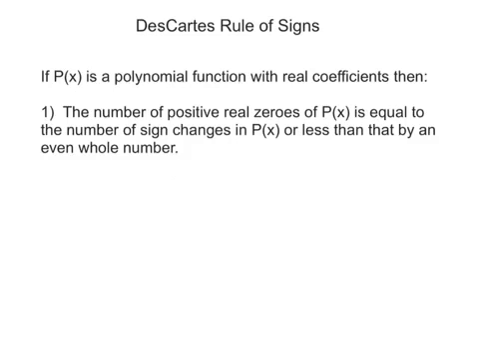So you're going to count the sign changes. You're going to count how many times in the polynomial we switch from a positive term to a negative term, or a negative term to a positive term. And in p of x, the number of those sign changes, that's how many positive real zeros you're going to have, or it's going to be less than that by an even whole number. So if you count 3 sign changes, then you're going to have 3 or 1 positive roots, real zeros. If you count 2 sign changes, then you're going to have 2 or 0 positive real zeros. So that's the first part.